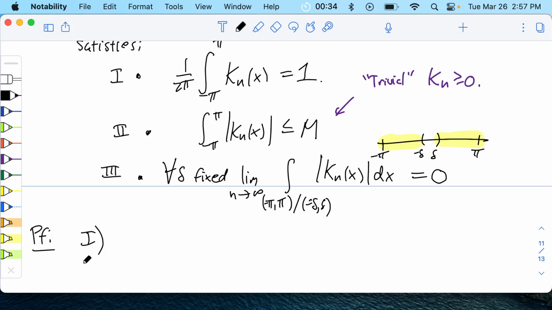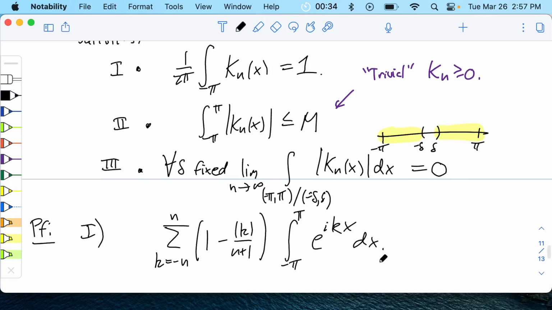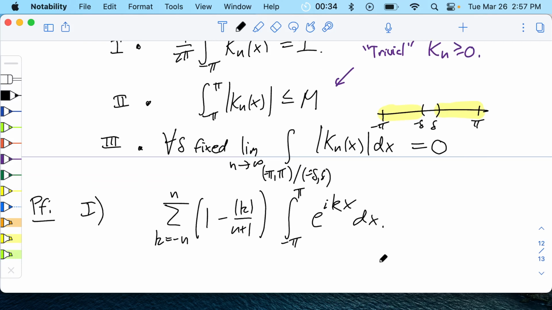You could take our formula, but actually it's even easier because remember, it's the sum from k equals minus n to n of 1 minus absolute k over n plus 1, and then we're integrating e to the i k x dx. The integral of e to the i k x dx, this is the kind of integral we did last time, this integral will always be 0 as long as k is not equal to 0 itself. So when k is equal to 1 or 2 or 3, this integral is 0. The only term that survives is when k equals 0. And when k equals 0, this coefficient is exactly 1.